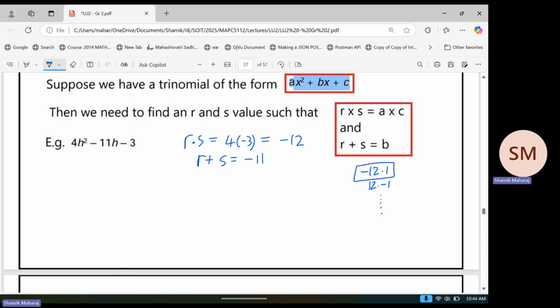So now what we need to do is rewrite the example using these two values, minus 12 and 1. So we can rewrite it like this. 4h squared. We rewrite the middle term using those two values. So minus 11, we rewrite it as minus 12h plus h minus 3. So we see here the minus 12 and the 1 are both here. Okay, you guys good with that?